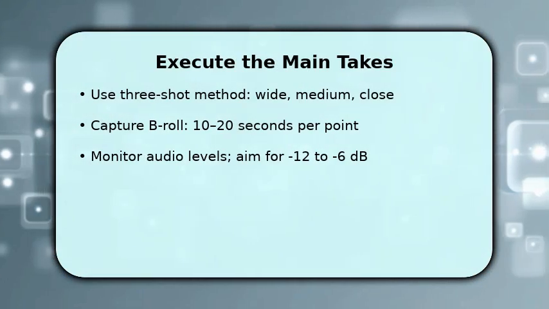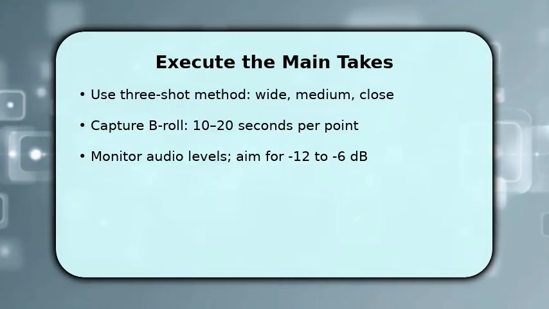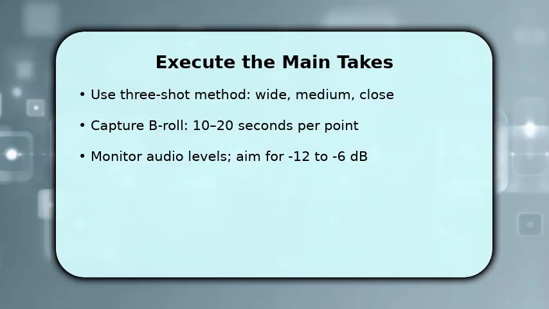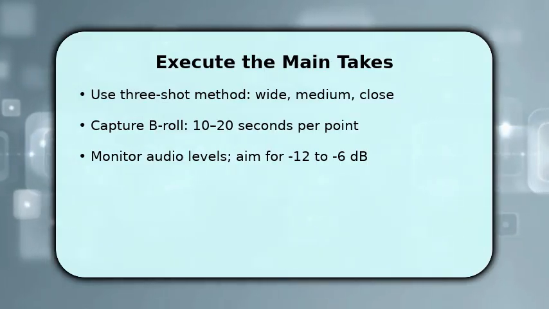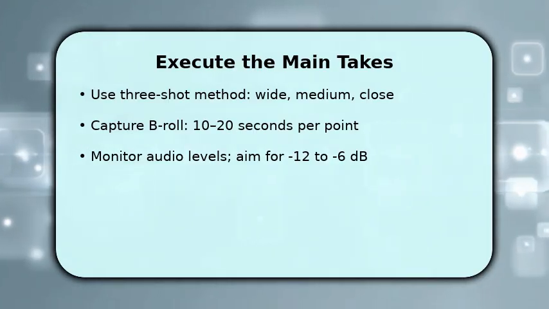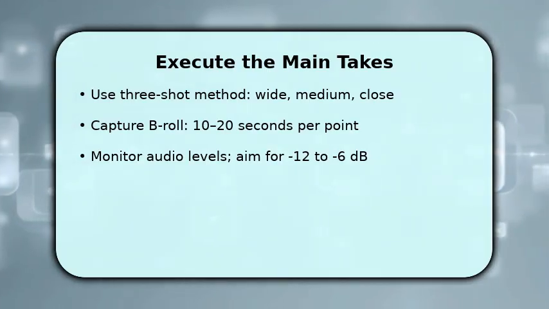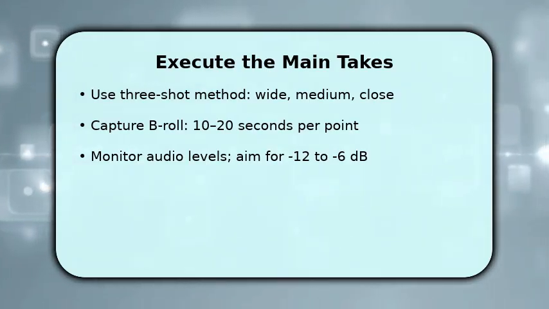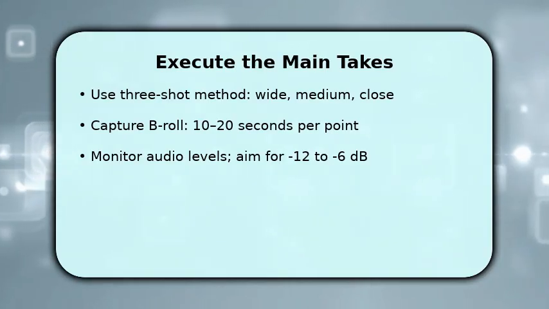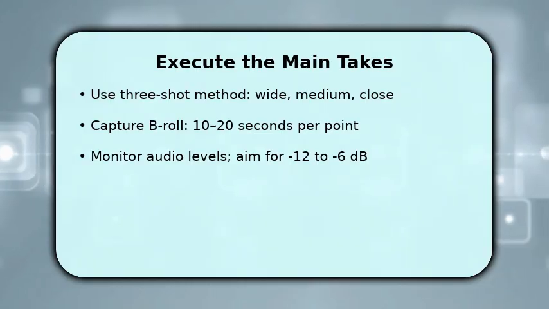Once the intro is set, shoot your 3 main points using a wide, medium, and close shot to create visual variety. Between takes, film 10-20 seconds of B-roll that illustrates each point so you can cover edits smoothly. Make sure to watch audio meters and keep peaks around -12 to -6 dB to avoid clipping. Pause briefly between sentences to allow clean cuts, and label your takes as you go so editing remains fast and logical.